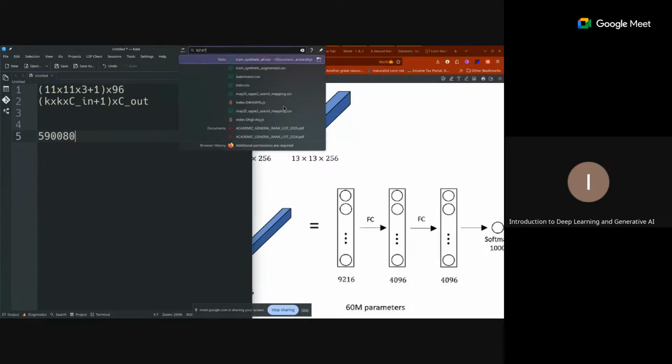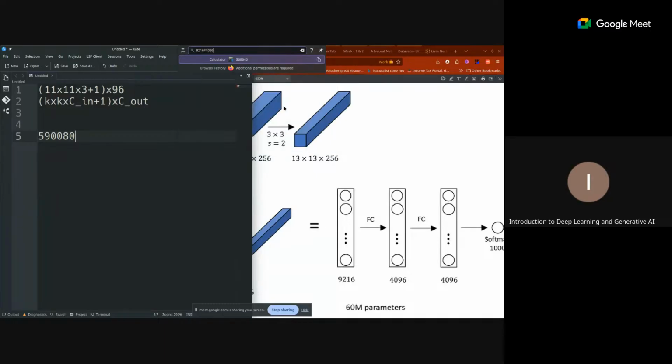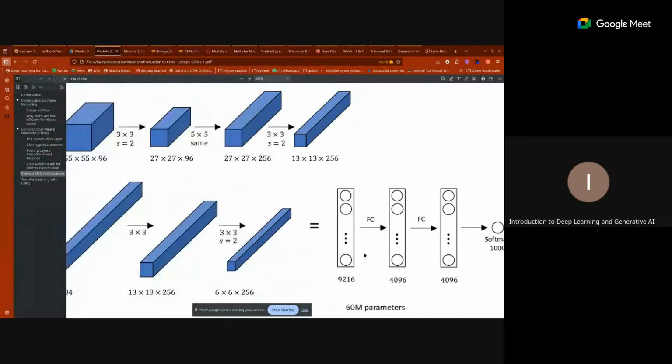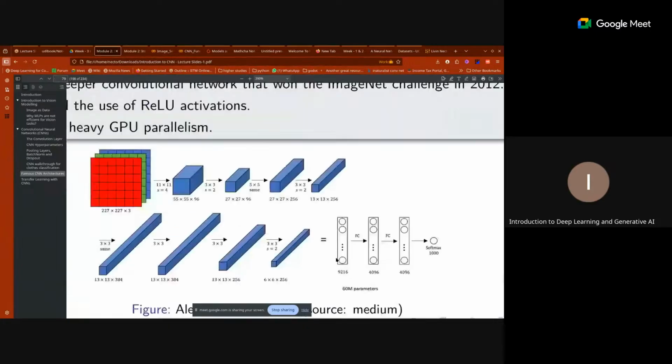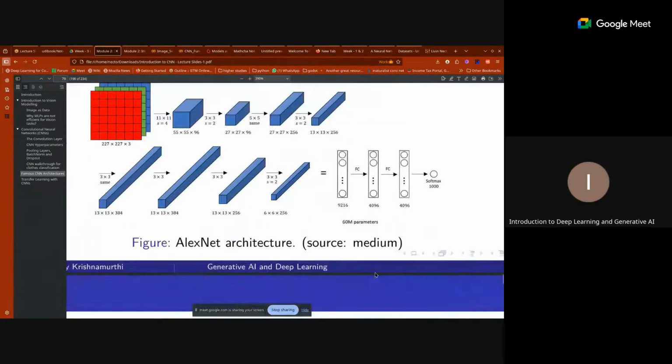9216 times 4096. You see the number of parameters in this layer is very large. So usually in a convolutional neural network, the fully connected part will have more parameters than the convolutional part.